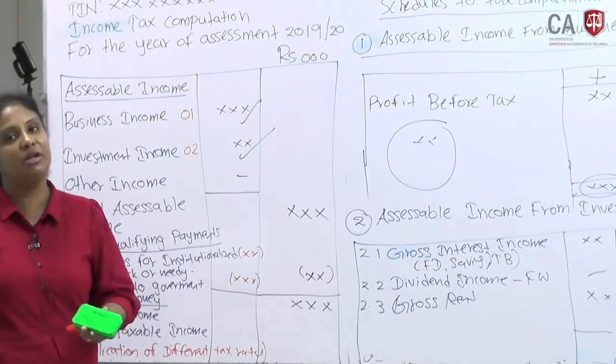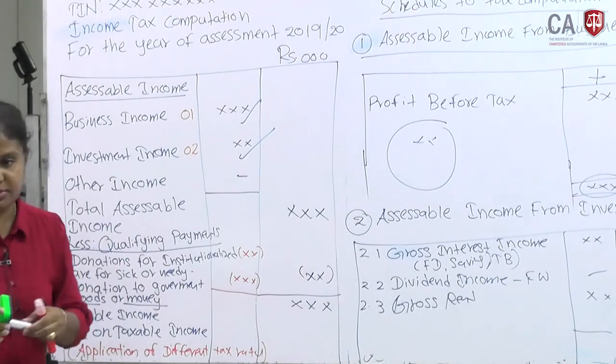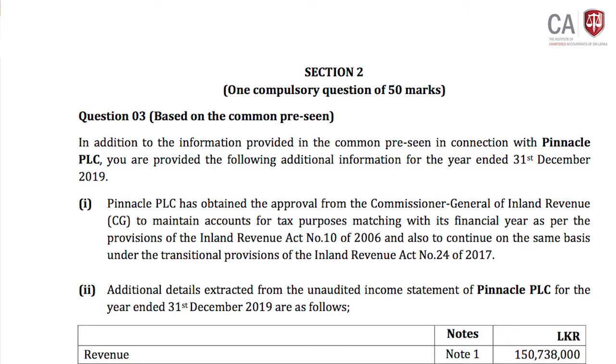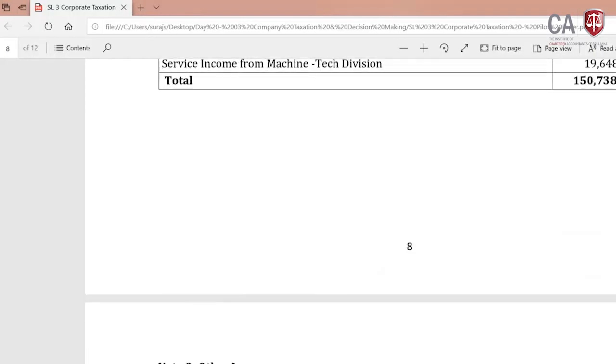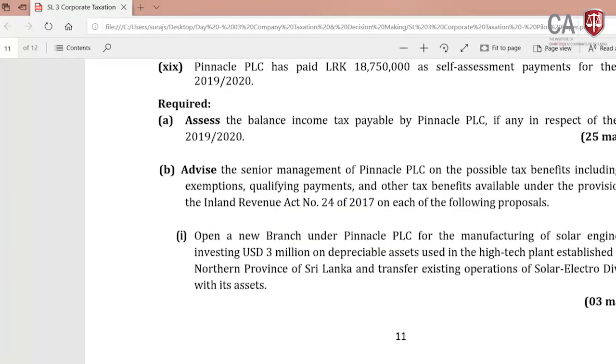Now all the background information is provided. Now we will start the question. This is the pilot paper company taxation question, which is in section 2. It is one compulsory question of 50 marks, Question 3 based on the common pre-seen, as I have explained. First we will go for the requirements and see what marks are available to us in this question.